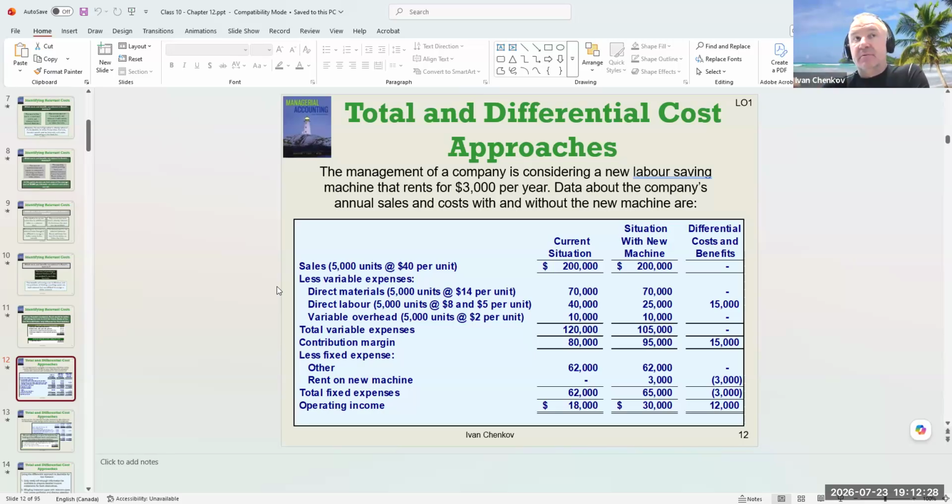Obviously, it's profitable, right? Because the difference between the saving and the cost is $12,000. So, do I have to prepare the entire financial statement to see this? No, you don't have to. Which approach then are we going to use?